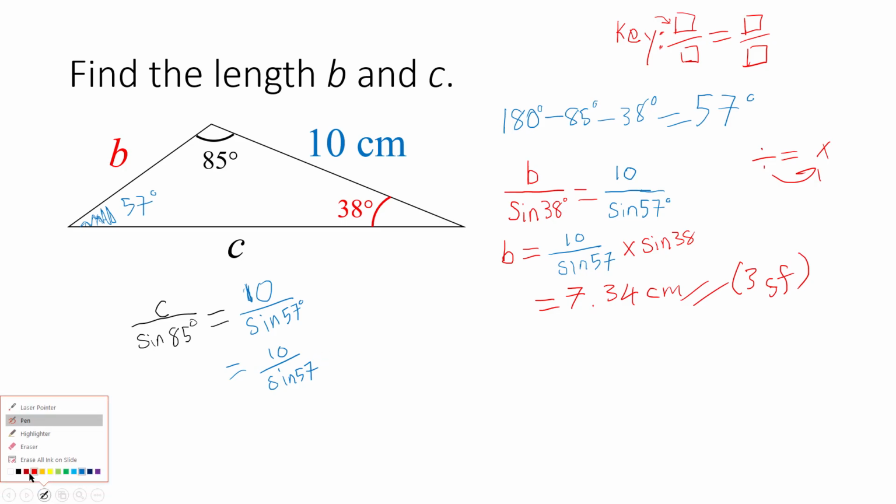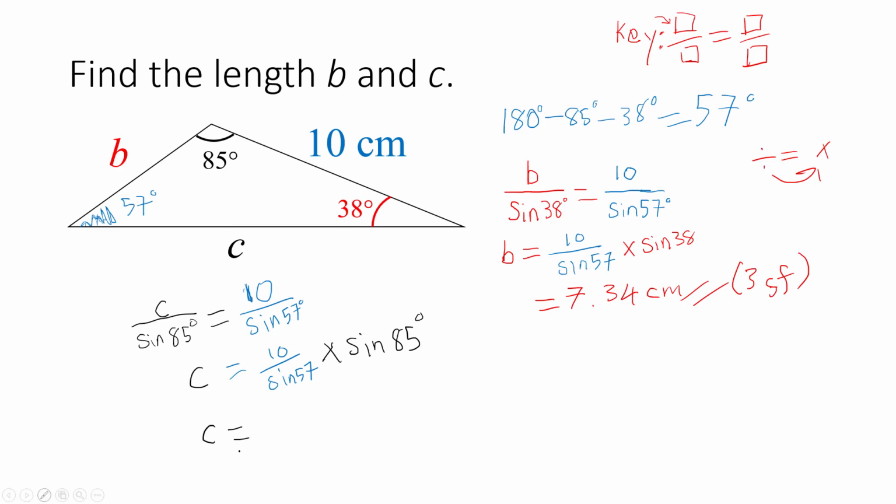So I have 10 divided by sine 57, then this one we see times sine 85 degrees. Using my calculator, I can find that 10 divided by sine 57 times sine 85 will give me 11.9 cm, and that is also 3 significant figures.